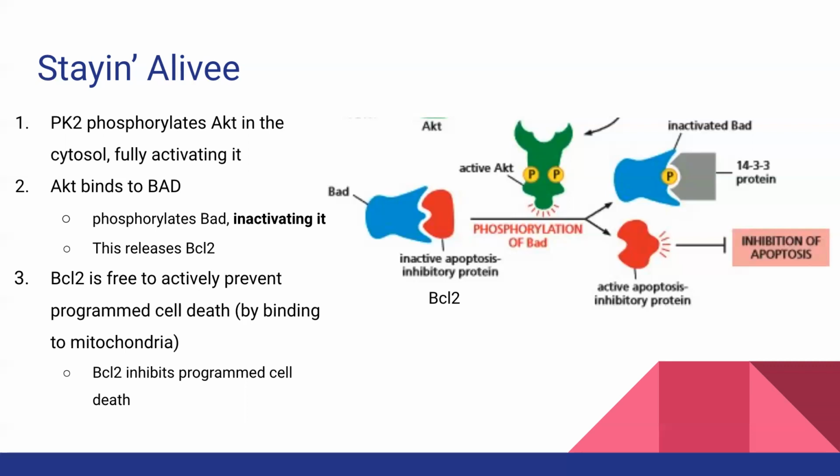So it causes a shape change, which causes it to release BCL2, which is the protein in red up there. And then BCL2 is free to bind to the mitochondria, which prevents cell death. So when BCL2 remains bound to BAD, then there's nothing binding to the mitochondria preventing apoptosis.